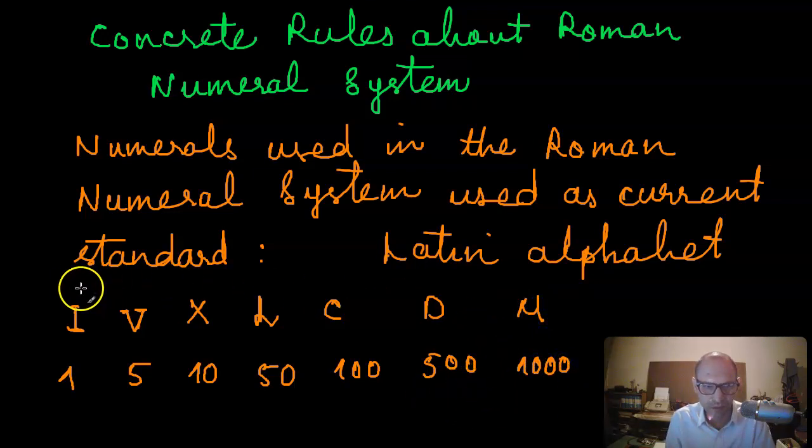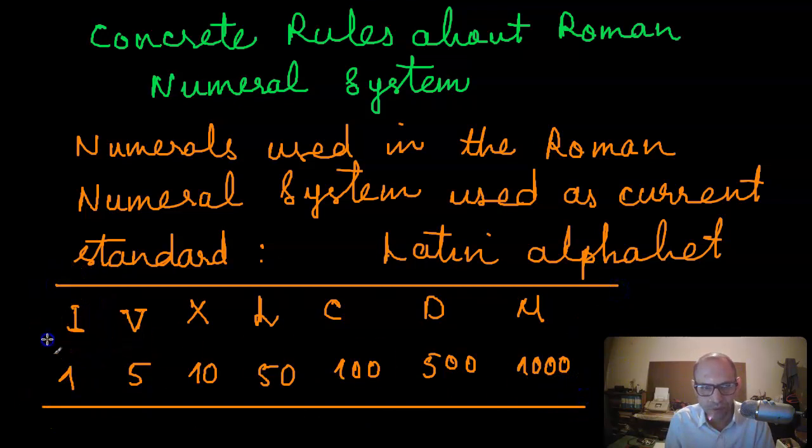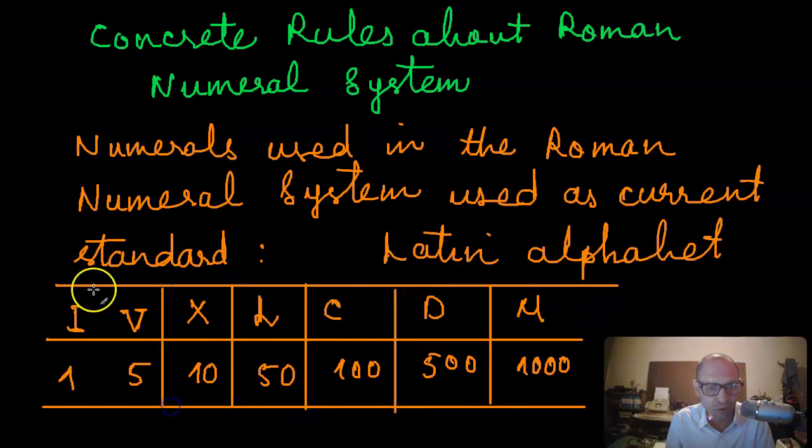Okay, so these are essentially the only characters that are used today for writing Roman numbers in Roman numerals. The rest have been essentially deprecated, so you don't use them anymore. In the past they might have been used, but today you're not using them anymore.